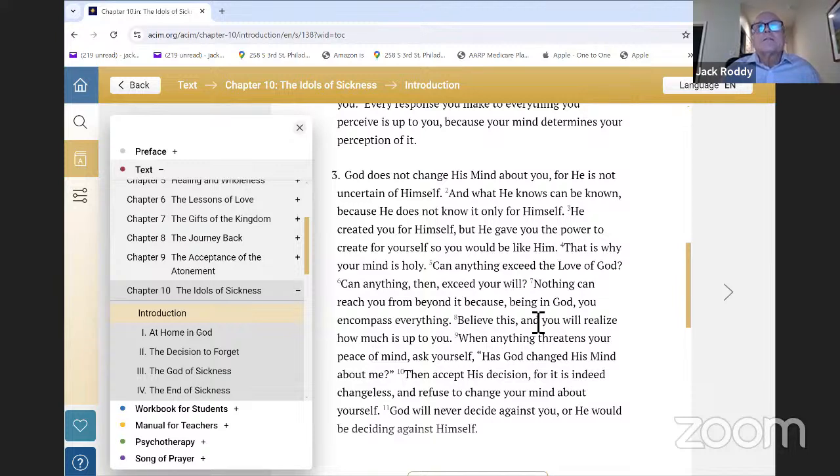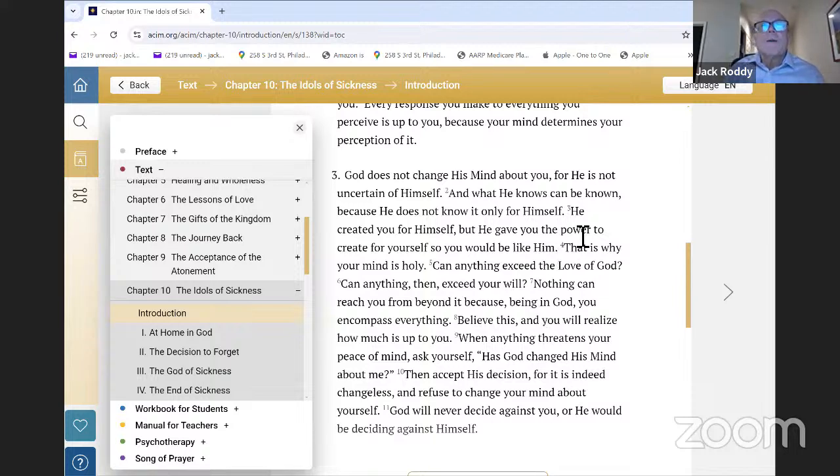Can anything exceed the love of God? Can anything then exceed your will? Nothing can reach you from beyond it because being in God, you encompass everything. Believe this and you will realize how much is up to you.